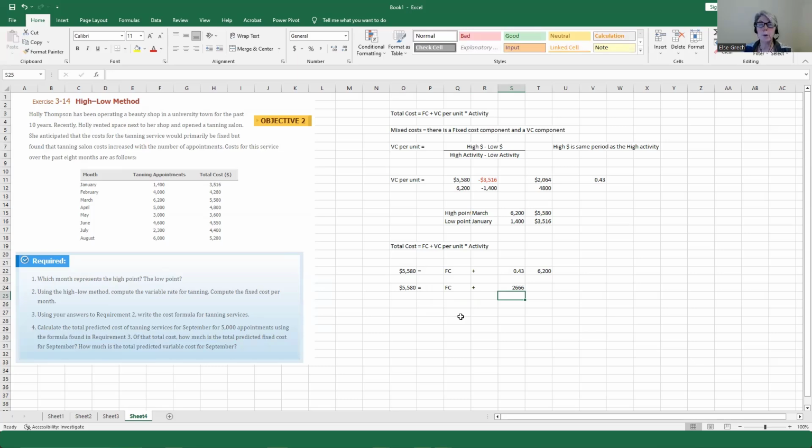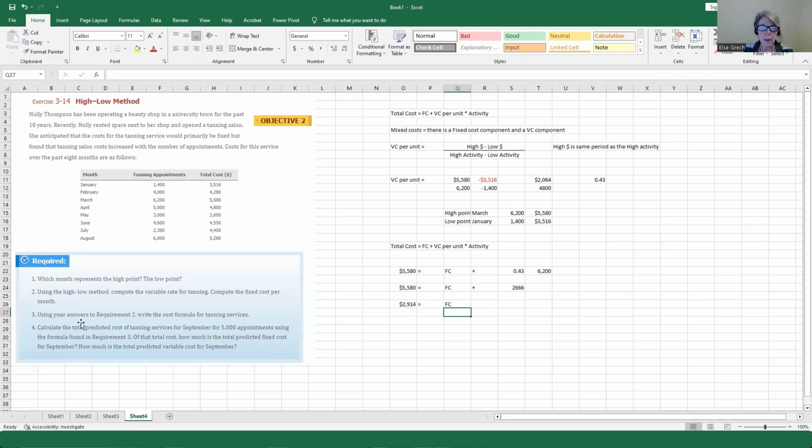So now solve for the fixed costs. Well, in order to solve for the fixed costs, I'm going to subtract the 2,666 from both sides. So 5,580 minus 2,666 is going to be equal to the fixed costs, and the fixed cost plus, of course, 2,666 minus 2,666, which is equal to 0. So fixed costs are equal to 2,914.